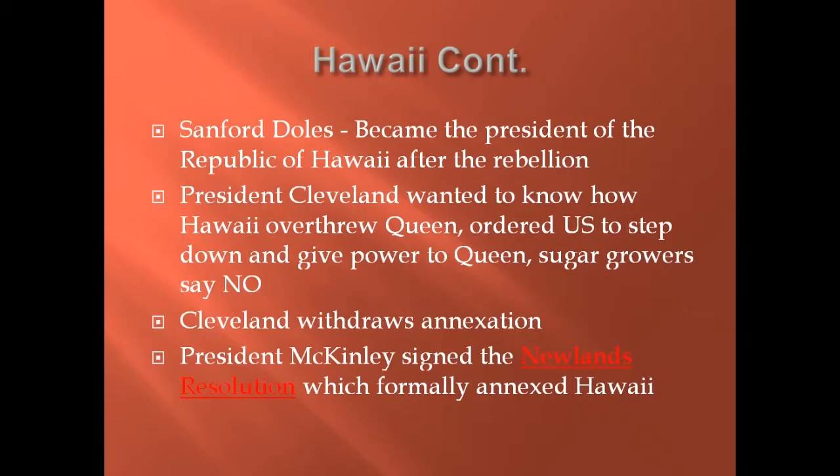After this rebellion, Sanford Dole became the president of the Republic of Hawaii. Cleveland, who was the president at the time, got triggered because the Marines had been used without his knowing, and he basically withdrew the annexation. However, the American sugar farmers still had power in Hawaii. The next president, President McKinley, who was pro-annexation, ended up signing the Newlands Resolution, which formally annexed Hawaii.